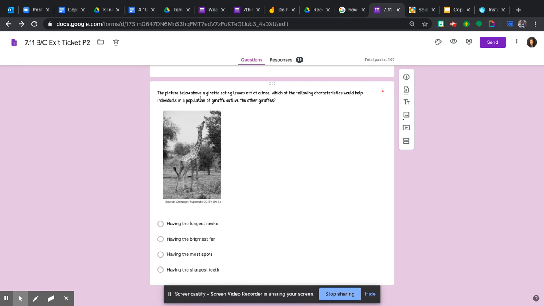The next one says the picture below shows a giraffe eating leaves off of a tree, which of the following characteristics will help individuals in a population of giraffes outlive the other giraffes. Of course, longest necks would have been the correct answer. Unfortunately, some people chose other things. I'm not quite sure why they would have. They don't have bright fur. The spots are not going to help them eat. Sharp teeth aren't going to help them eat because they don't have to cut through flesh or anything like that. They only have to eat leaves. So these things aren't really something that you would want to think about. Longest necks should have been the correct answer.